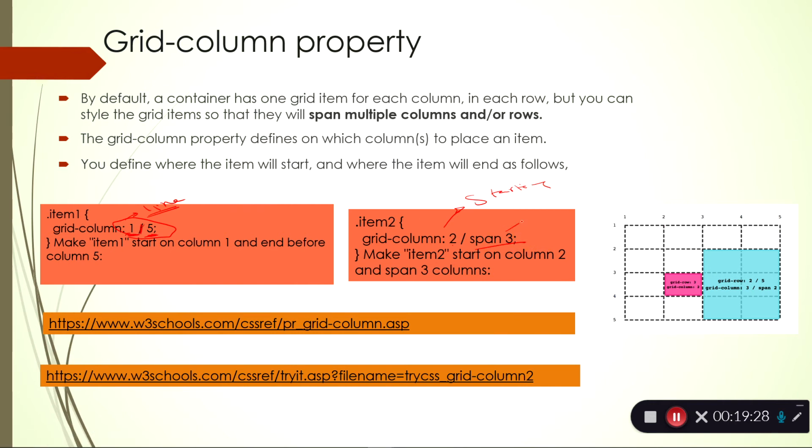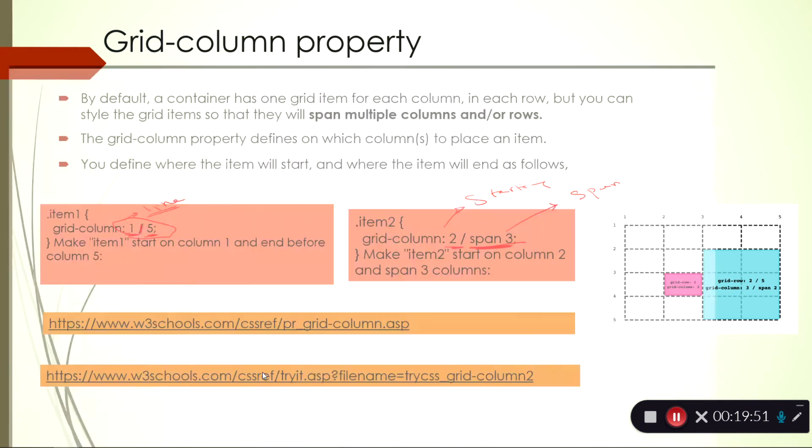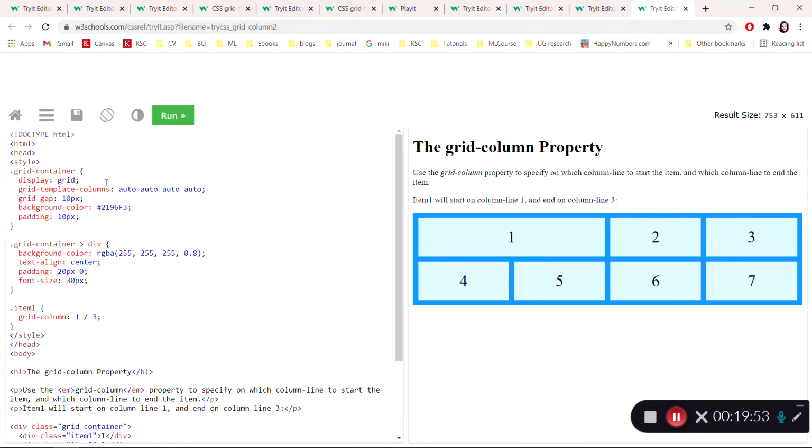Or what you can do is specify the starting column line number, and then the span, that means how many columns it should get extended. So the number of columns that you want to get extended. Here span 3 means you want it to expand for 3 columns starting from line 2. Okay, grid column line 2. So this is the grid column property, which is a very useful property that you can see here.